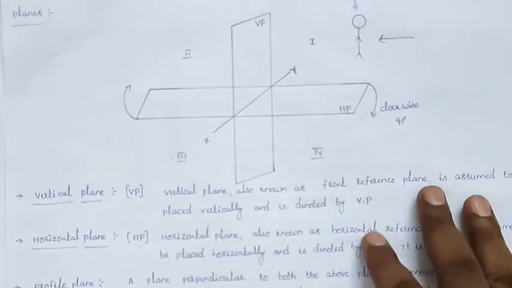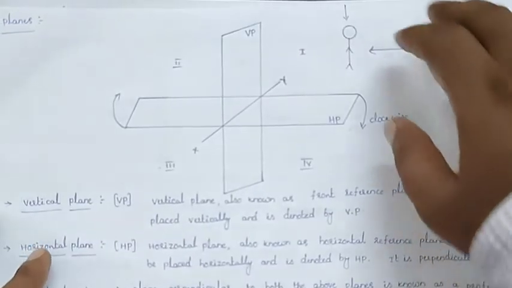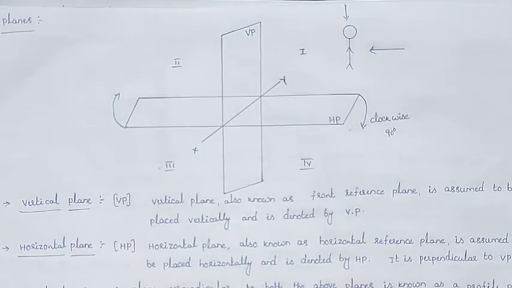In orthographic projection, the planes are very, very important. We have three types of planes. One is the vertical plane, the second is the horizontal plane, and the third we can call the profile plane.